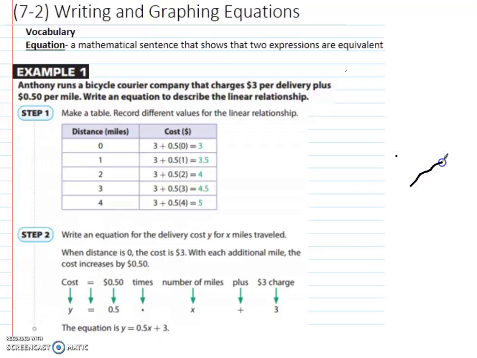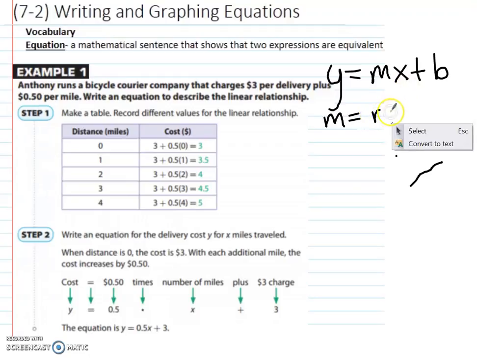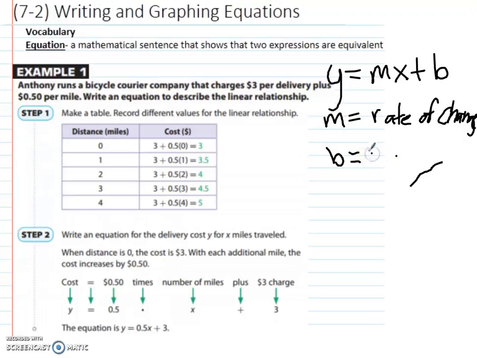Just to remind you, we have y equals mx plus b. M was our slope, or our constant rate of change. And then our b was the y-intercept, or in today's case, it's going to be called the initial value.